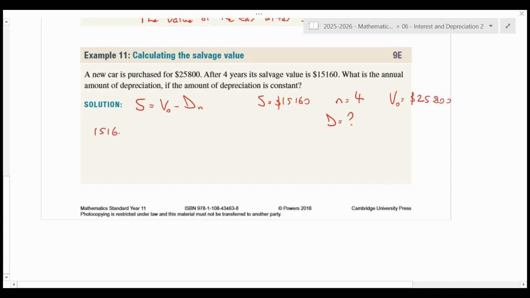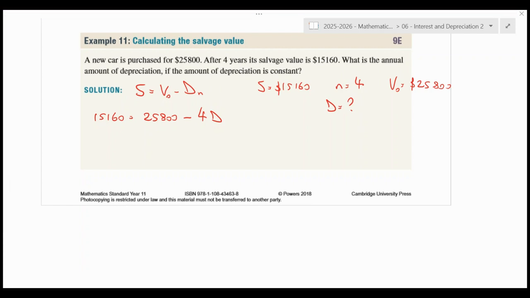So 15,160 equals 25,800 minus 4D. Okay. What we have to do is rearrange this so that we can work it out. We want D to be on its own. The easiest way to do that is you can subtract this from both sides, but what I'm actually going to do is something a bit weird. I'm going to change color so you can see what I'm doing. I'm going to add 4D to both sides. That way I'm not dealing with negatives too much.